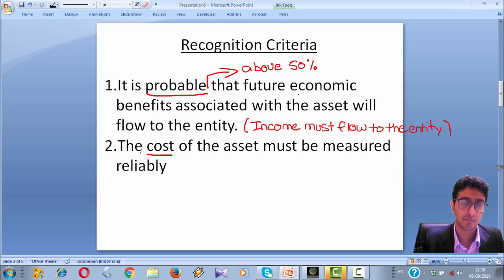That means there's a chance of above 50% that income is going to flow into our entity because of the non-current asset. Okay, now when we purchase a non-current asset, there are different costs associated with it. Now, some of these costs are allowed to be capitalized and some costs are not allowed to be capitalized. Now, we are going to see in the next slide what costs can be capitalized.